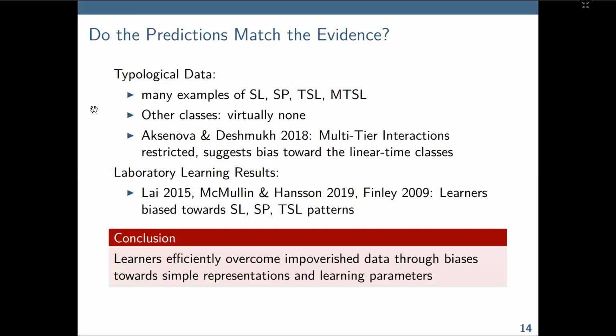All right, so now we've arrived at a trifecta of results. We have the results purely from mathematical reasoning, backed up by data from the typology, and confirmed by carefully constructed results in laboratory learning. And this trifecta pushes us towards the conclusion that learners efficiently overcome impoverished data through biases towards simple representations and learning parameters. Thank you.